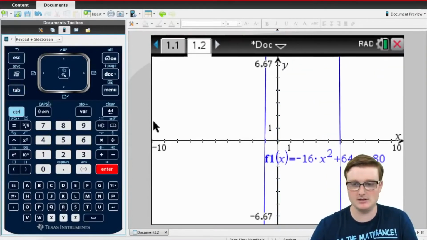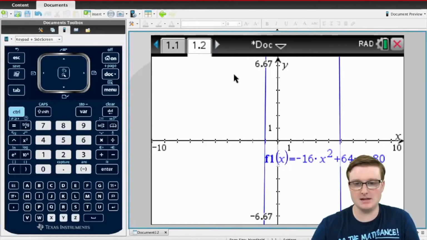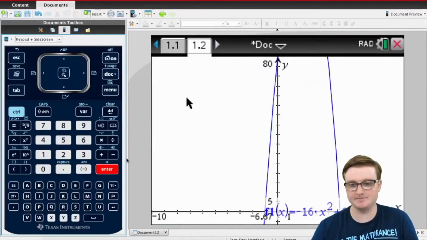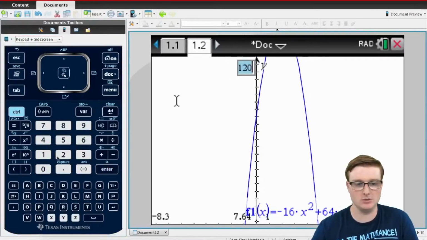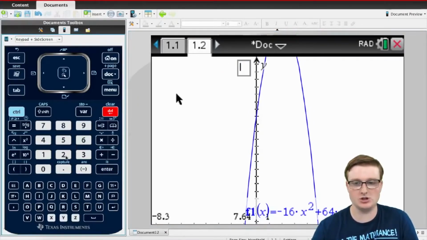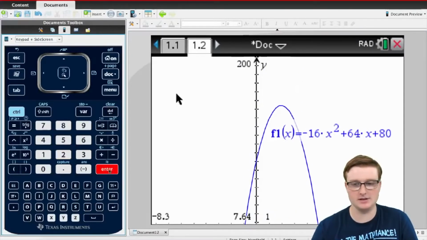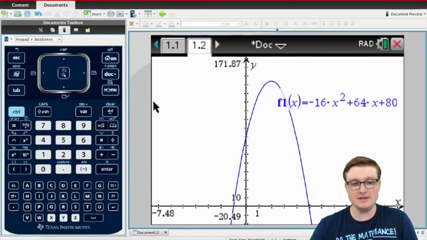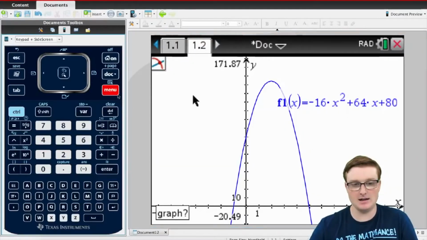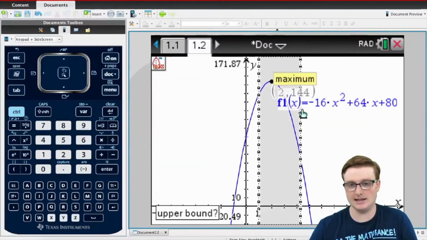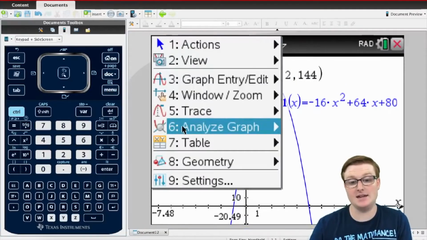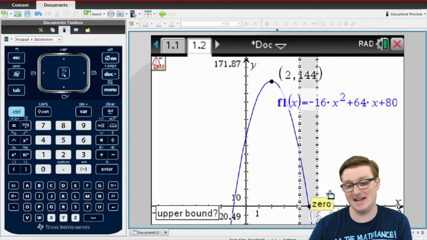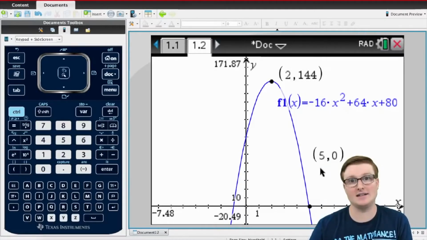My apologies. Okay, so I'm going to go up here to a maximum height of 80. Look here. Nope, I'm going to go a little bit more. 120. 200. Sorry, I'm just trying to get a window that's nice for us to see. Okay, so this is your height. Menu, analyze graph, maximum. Click, click. This has a maximum height after 2 seconds. And then after 5 seconds down here, look at that. That's 5 seconds. So it's decreasing on the interval from 2 to 5.